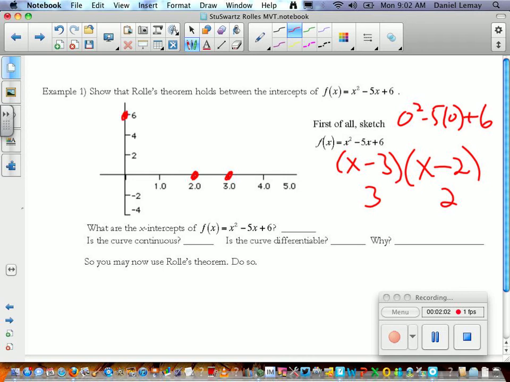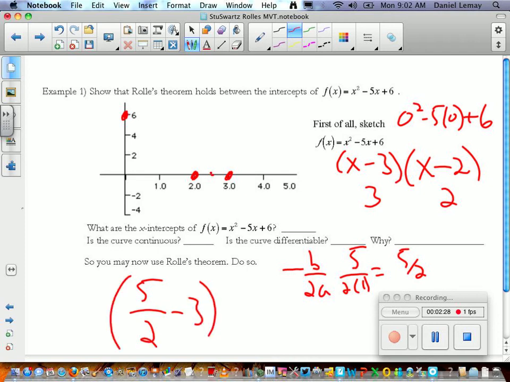I could also find the vertex using that negative b over 2a trick you learned back in Algebra 2. So 5 over 2 times 1, well, that's 5 halves, or 2 1/2. And that makes sense that the vertex is going to happen there. So let's see, what is 5 over 2? Well, I'm going to get that function factored. Why don't I just use that factored form? Might be a little easier.